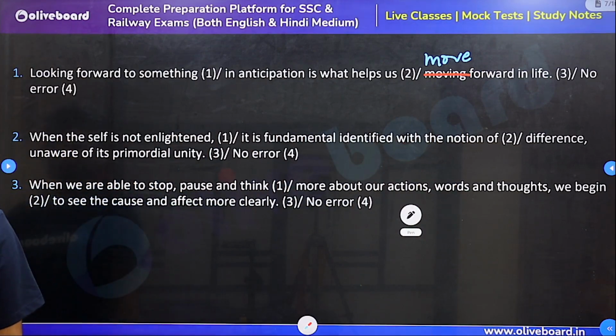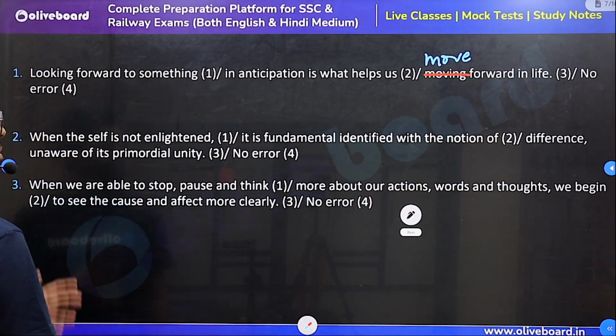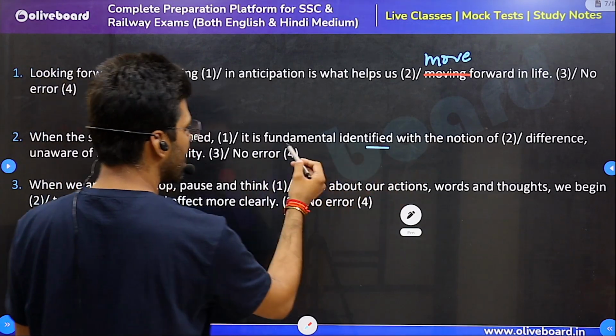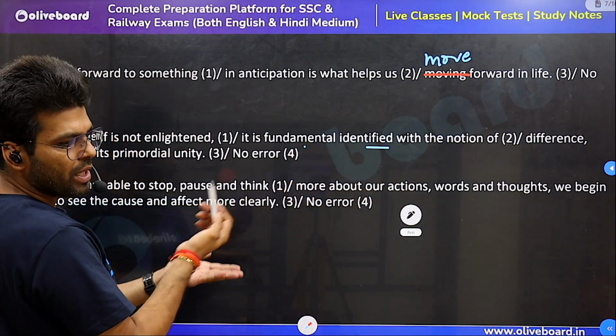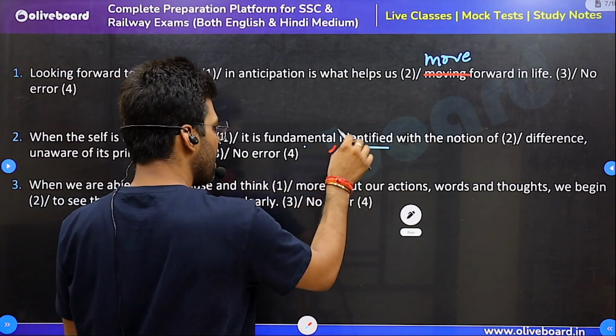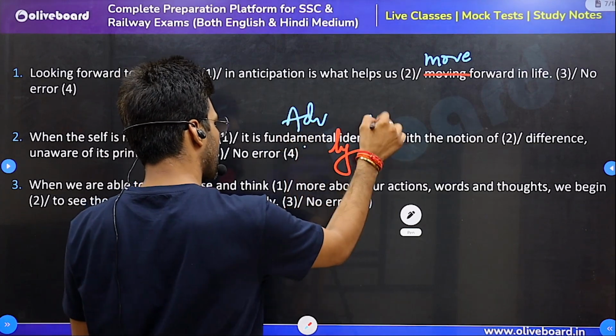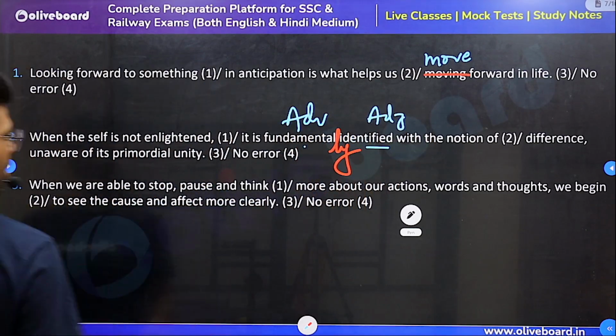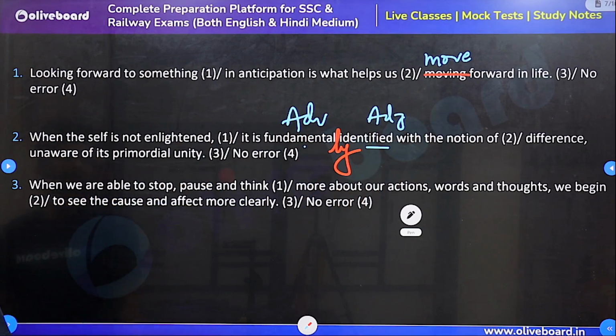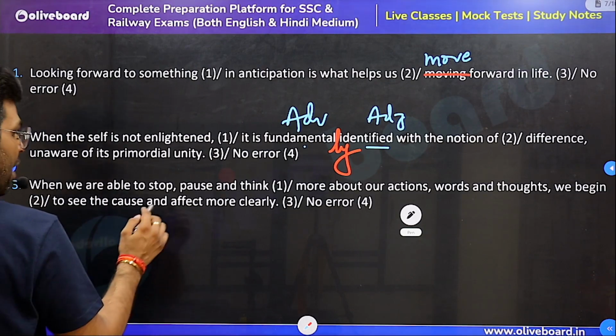When the self is not enlightened, it is fundamental adjective, identified adjective. How can two adjectives be together? It's fundamentally identified. Adverbs modify adjectives, not adjectives modify adjectives. When we can stop, pause, think more about our actions, words, thoughts, we begin to see the cause and effect.